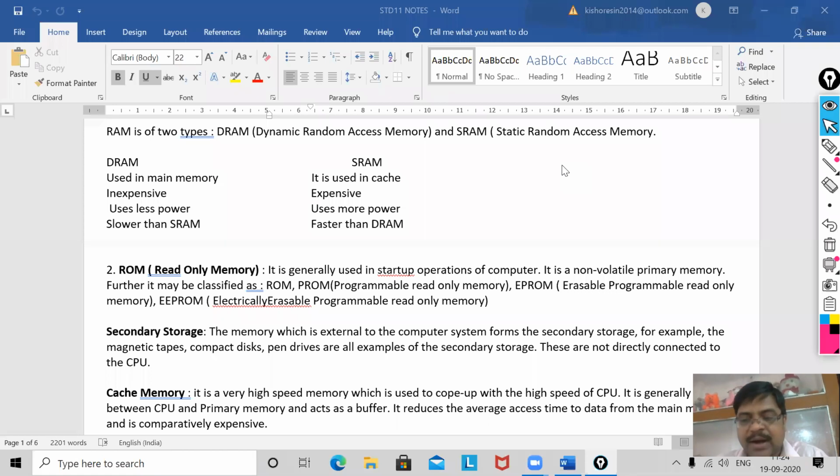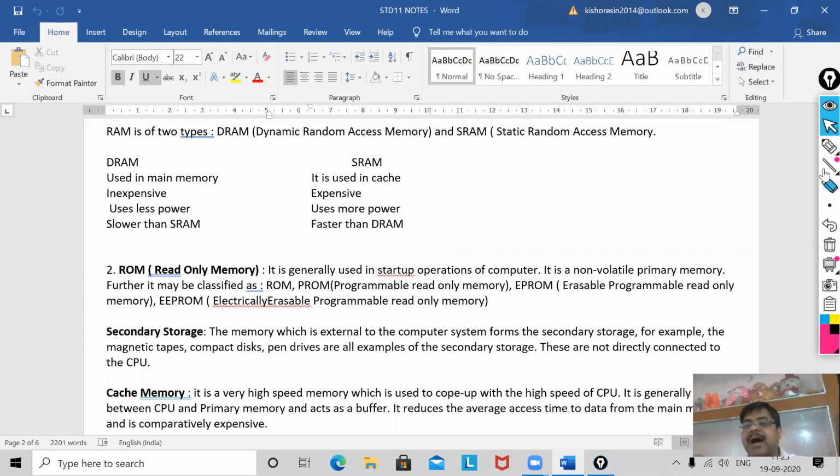But when you want to erase the information, you can't do it. Understood? So using this, you can erase your information. If you are having EEPROM, yes, using the electric pulses, you can erase the information, whatever instructions are written in your ROM. But we general users cannot do it.